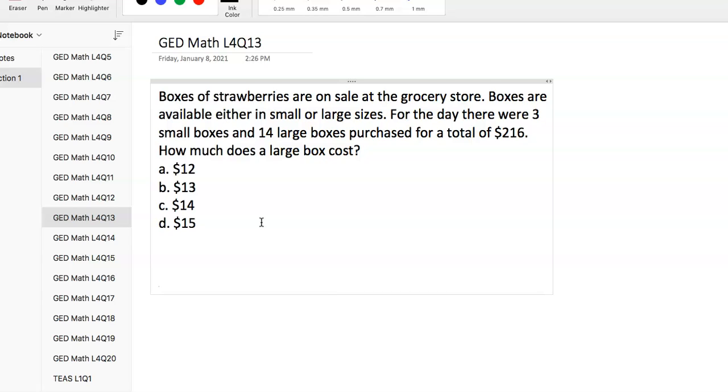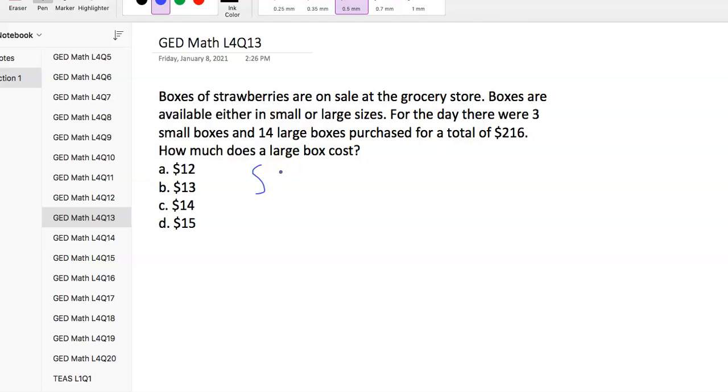Okay, boxes of strawberries are on sale at the grocery store. Boxes are available in either small or large. For the day, there were 3 small and 14 large boxes purchased for a total of $216. How much does a large box cost? I would say this is the hardest question on any of our practice tests for GED math. So first, here's what we do.